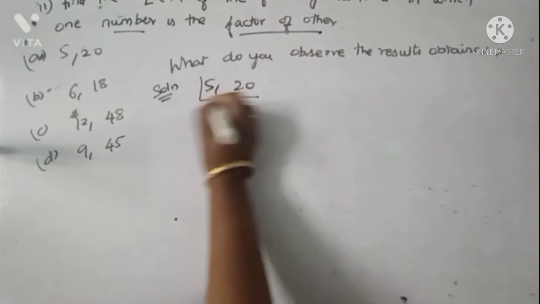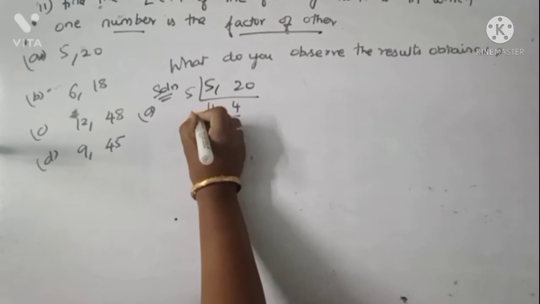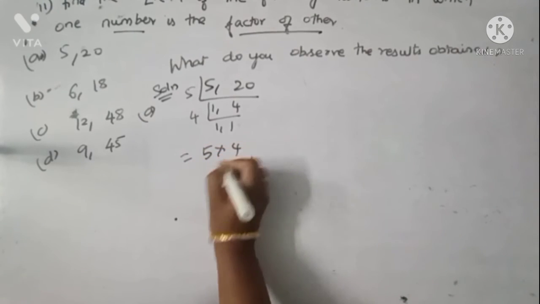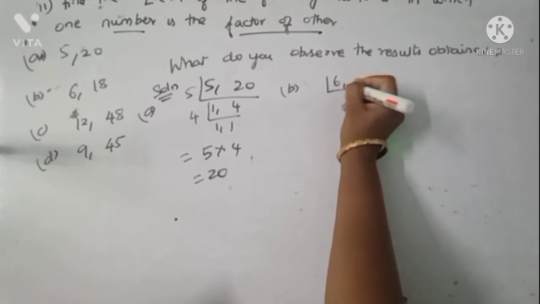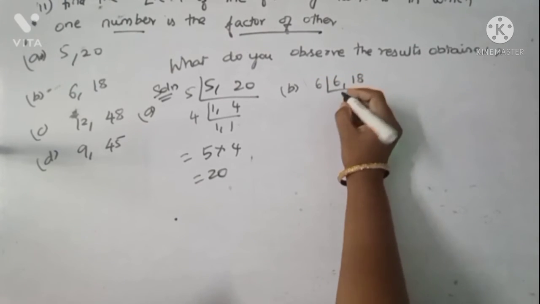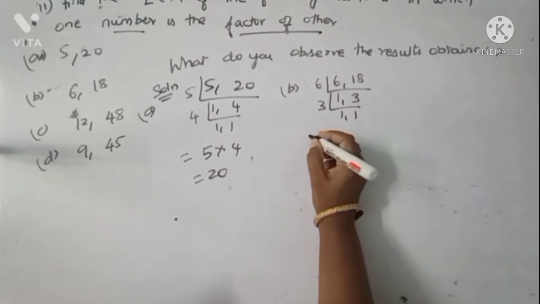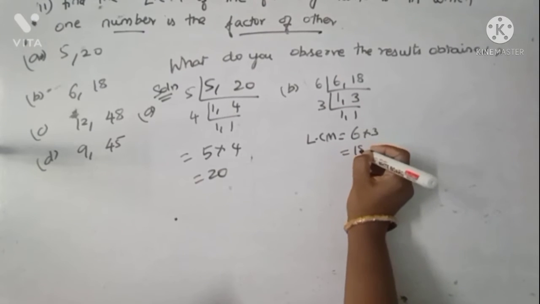So let us find the LCM for the first one. 5 1s are 5, 5 4s are 20, and then 4. So LCM is equal to 5 into 4, which is equal to 20. And for subdivision B, 6 and 18. Start with 6 tables. 6 1s are 6, 6 3s are 18, and then with 3 tables 1, 1. So LCM is equal to 6 into 3, which is equal to 18.